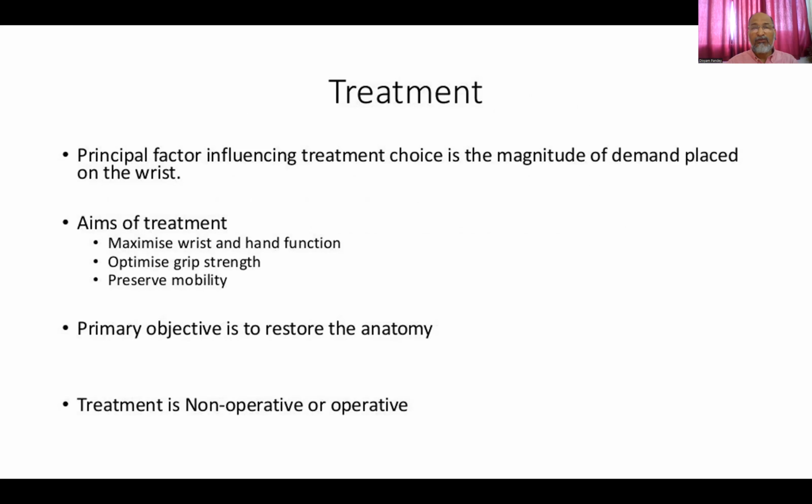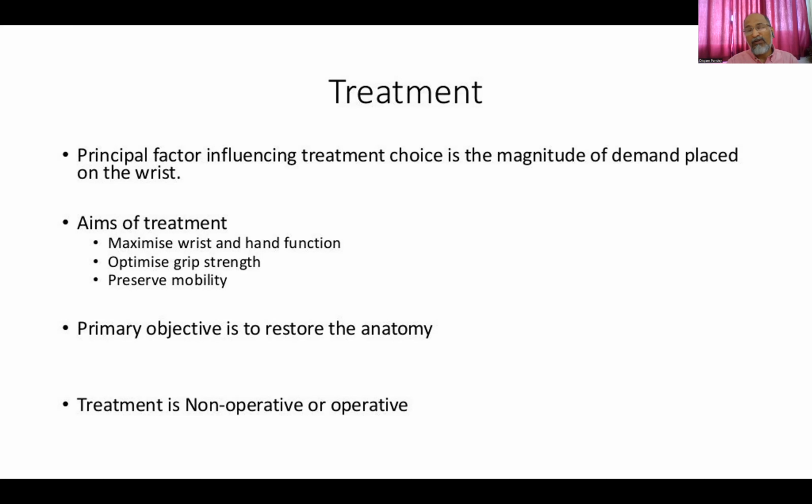Then what are the principles of the treatment of the fracture of the distal end of the radius? There are different factors which influence the treatment choice. That is the demand of the patient. What is the demand of the patient? What kind of person is he? Whether he is a skilled worker, a manual worker, or a laborer. All this has a bearing on the type or principle of management, which can dictate that this type of treatment will be best for the patient.